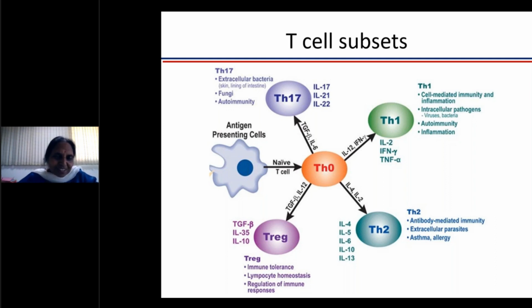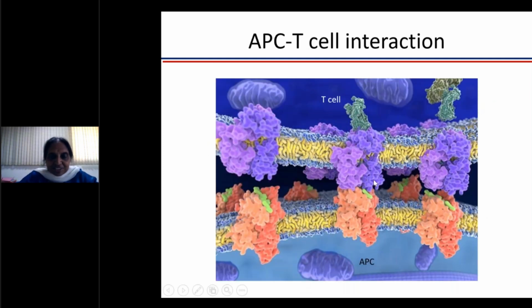As I told you, it needs the bacteria to be processed, made into a nice dish, and only then can it see it. So this is a cartoon of what it sees. If you see the T cell, this is the T cell receptor, and this is your MHC class 2 molecule in orange and pink, and this is what it sees. It sees only a very small component of the bacterial proteins.